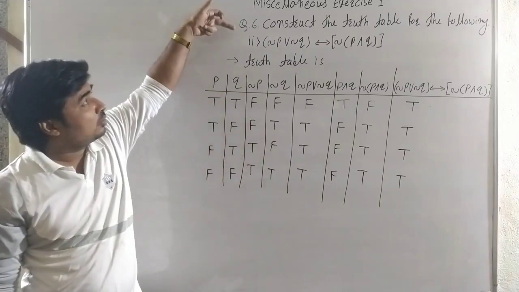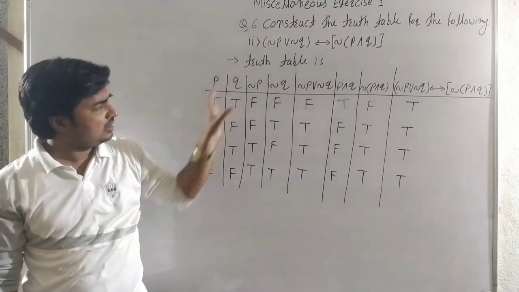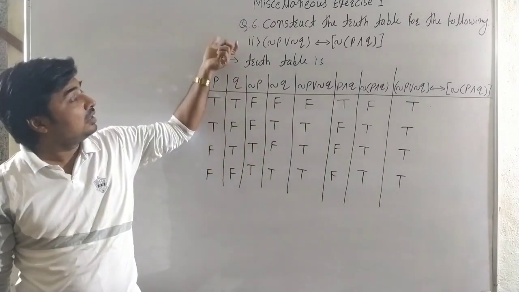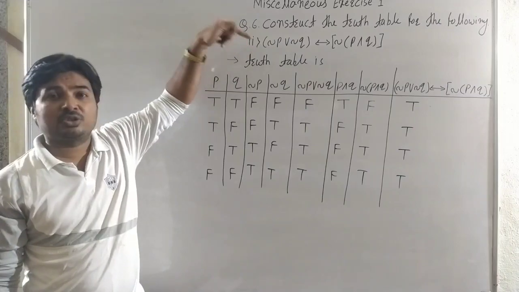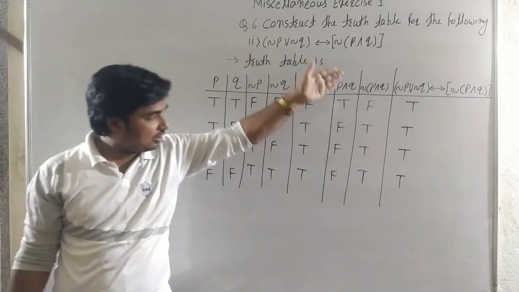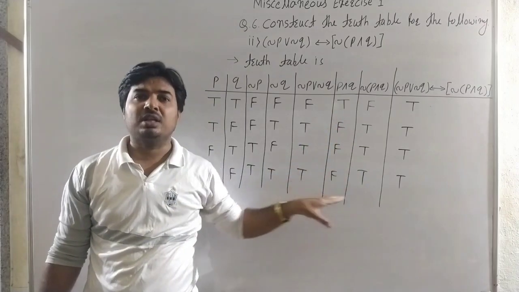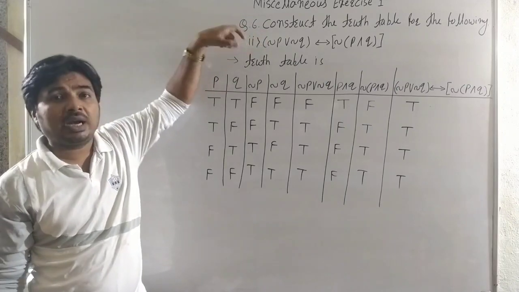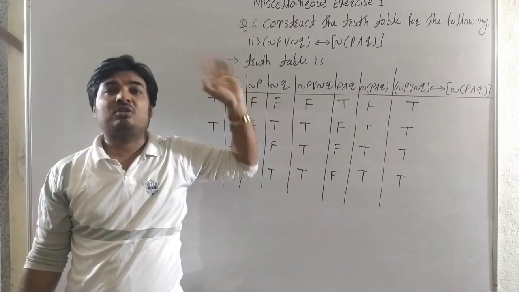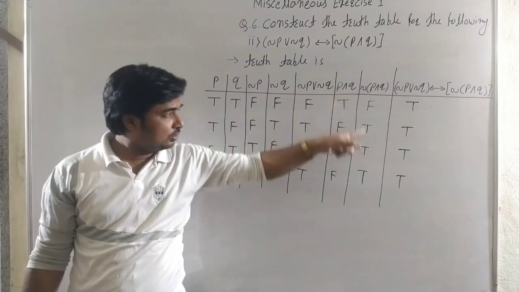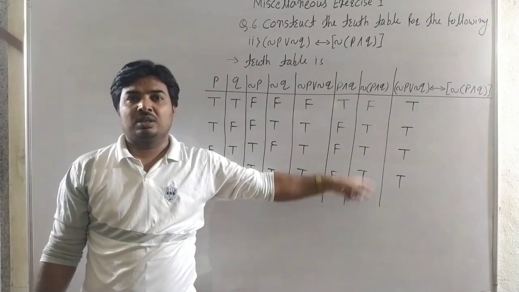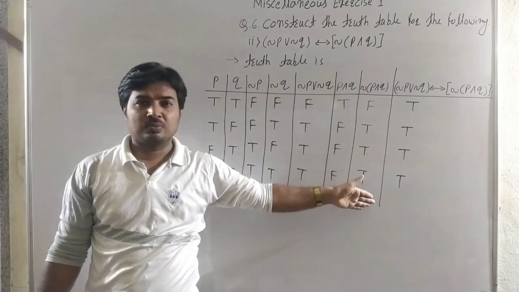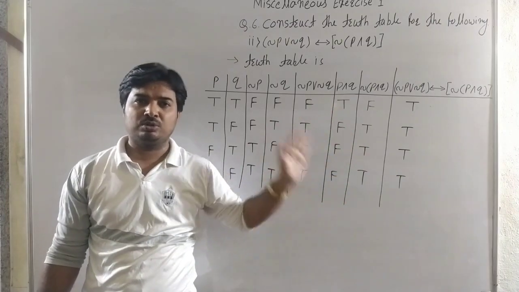But here the question asks only to construct the truth table. The truth table is the final answer. But when the question asks to determine whether the statement is a tautology, contradiction, or contingency, and all are true, then tautology is the final answer. Or if the question asks to construct the truth table of the statement and interpret your result, or write the conclusion, then the conclusion of this truth table is that the given statement pattern is a tautology, because all combinations of the truth values are true.